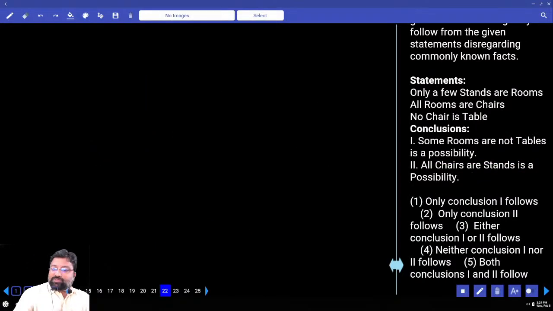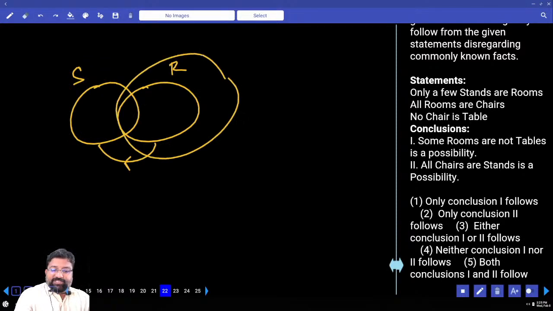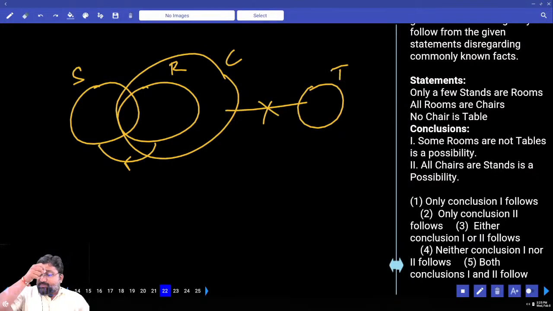Next. Only a few stands are rooms. Arrow mark from B to A. All rooms are chairs. No chair is a table. Some rooms are not tables is a possibility. What is the first part before possibility? Some rooms are not tables. Is it possible in the basic diagram itself? Yes. So some rooms are not tables. Is it a possibility? Yes, it is a possibility.